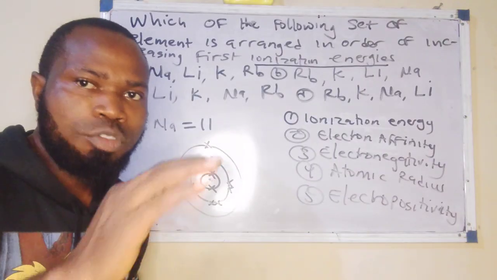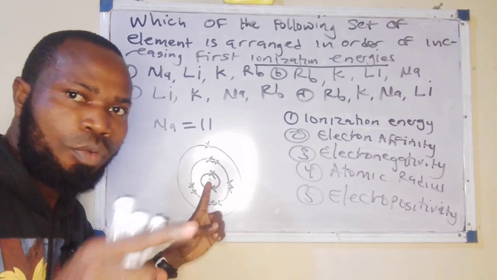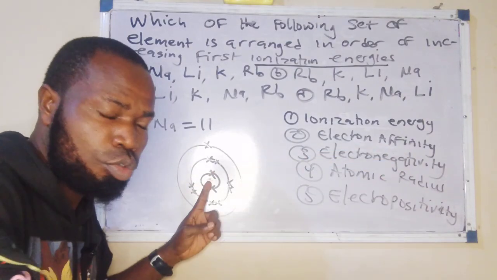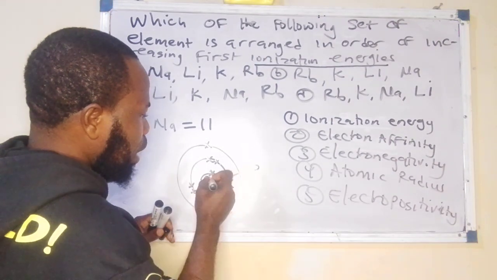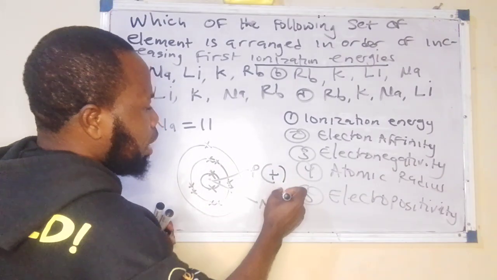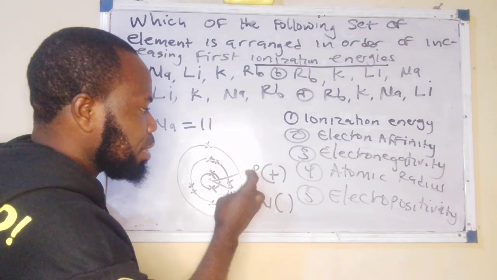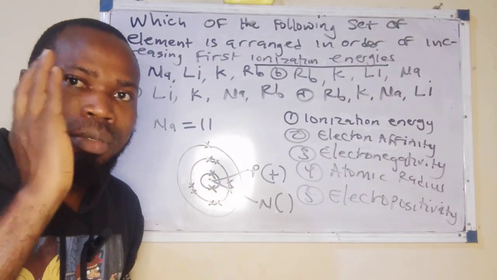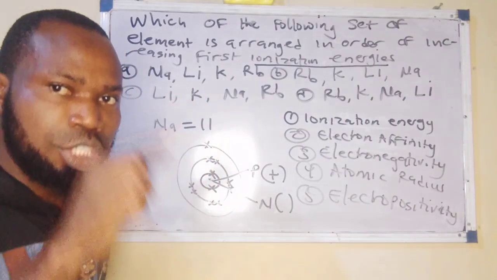Now, we have to break it down. Remember, the nucleus of an atom is the center of an atom. This nucleus is made of protons and neutrons. The protons are positively charged, but the neutrons do not have charge. Therefore, it's the protons that confer charge on the nucleus, so the nucleus is positively charged. But remember that the electrons are negatively charged.